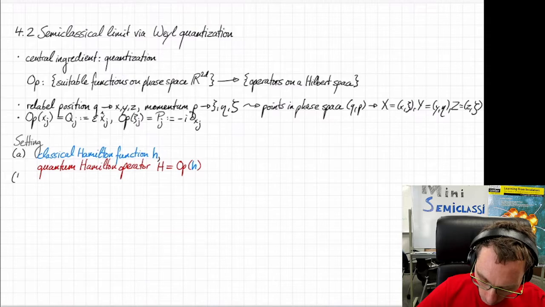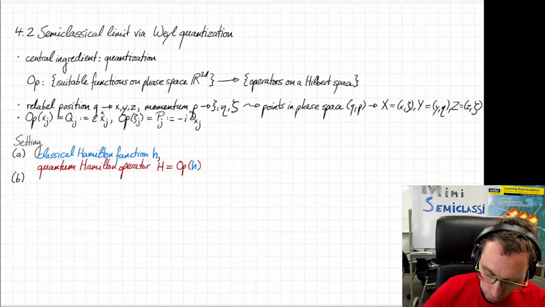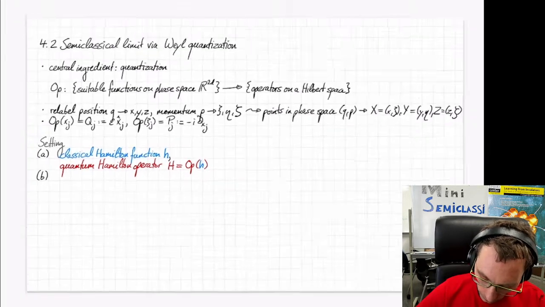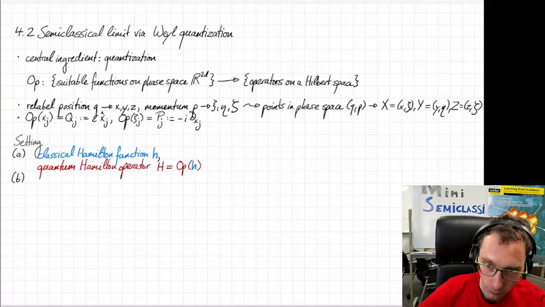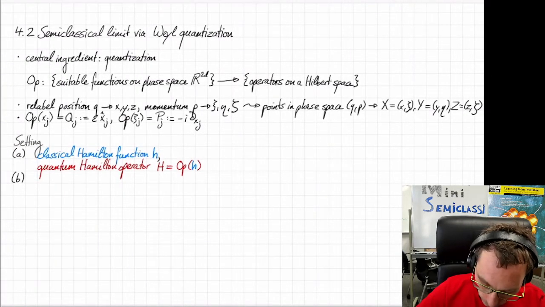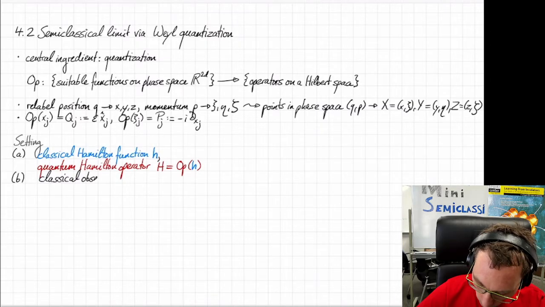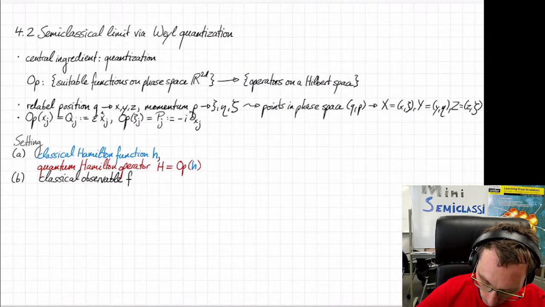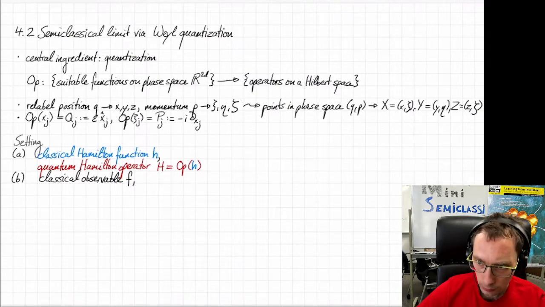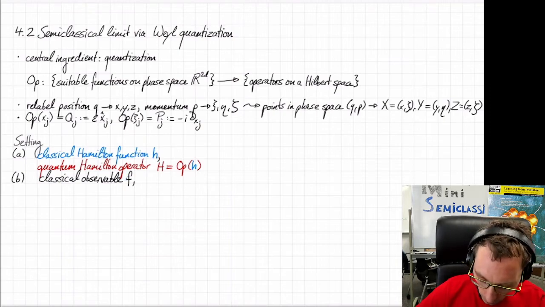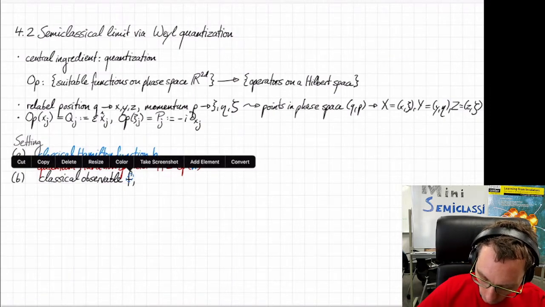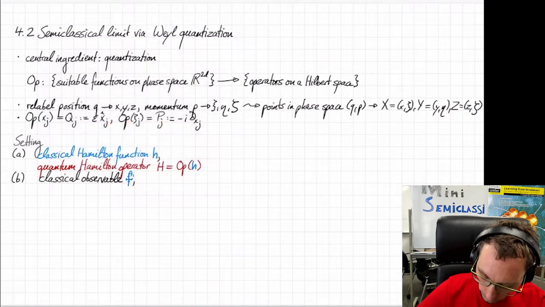And I'm also assuming that I have a pair of observables that comes with a classical observable, again denoted with a small letter f, and a quantum observable, which is the quantization of this small f, which I denote with capital F.